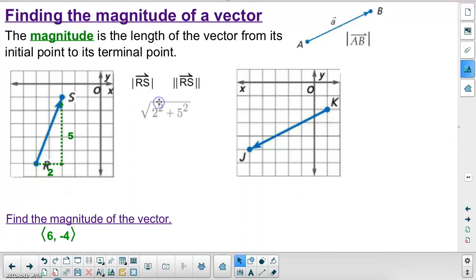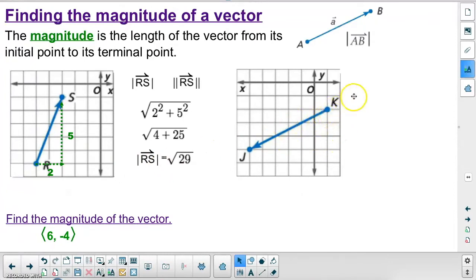And so now we're going to find the length of that vector, or the magnitude of the vector, using Pythagorean theorem. So we have the square root of 2 squared plus 5 squared, which gives us 4 plus 25, which gives me the square root of 29. So the magnitude is the square root of 29.